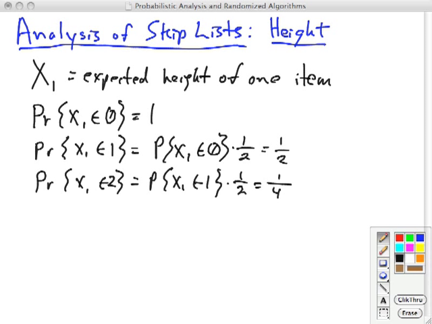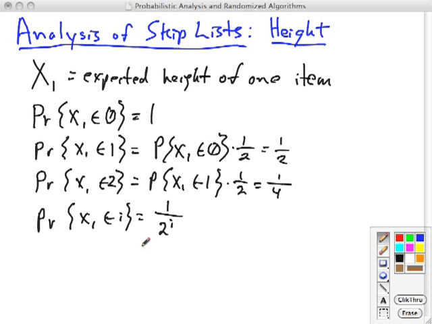And you can now see the pattern. If we say that this is i, the probability that one item is in level i is going to be the probability that it's in level i minus 1 times 1/2. But what it's going to end up being is 1 over 2 to the i, because that's the pattern here. 2 to the 1 is 2, 2 to the 2 is 4, 2 to the i. So that's the probability of one item being in level i.